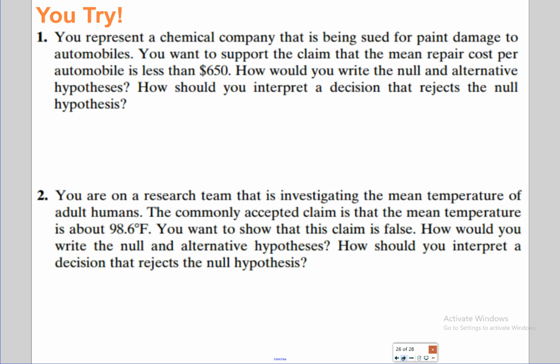All right. So I'm going to flip ahead 2 slides where it says the you try. We're going to do these together. You represent a chemical company that is being sued for paint damage to automobiles. You want to support the claim that the mean repair cost per automobile is less than $650. So you represent them. You don't want them to be sued. You want to prove that the mean repair cost is a low number. How would you write the null and alternative hypotheses, and how would you interpret a decision that rejects the null? If you want to support something, should your claim be the null or the alternative?